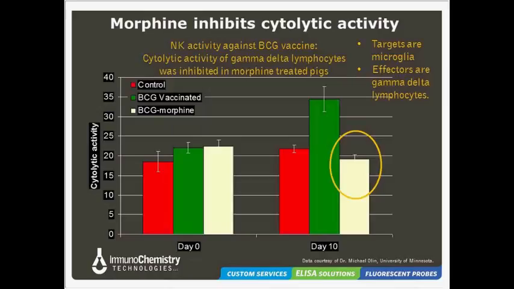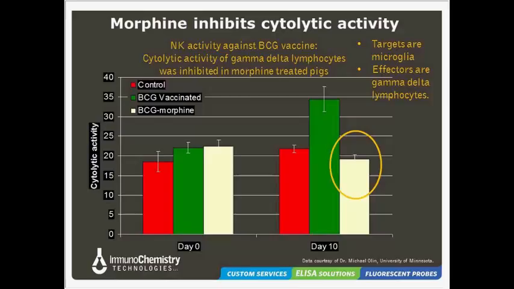Drugs and vaccines often work by stimulating the body's immune system. Conversely, opiates are known to have suppressive effects on cell-mediated immune response. Microglia are the macrophages of the central nervous system, the CNS, and are the primary target cells for mycobacterium infection in the CNS. In this paper, the authors used ICT's cytotoxicity assay to determine whether this opiate drug, morphine, alters the capability of the microglia in the CNS to activate gamma delta T lymphocytes.